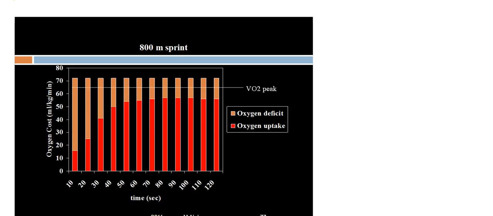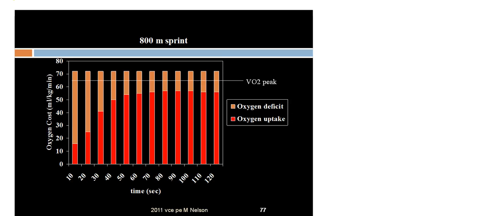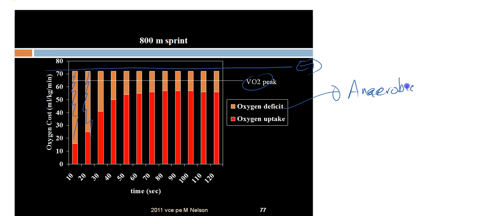Going to an 800 meter sprint, we'll see that we're working not quite as much above our VO2 max. So again, if that was our energy demand, because we're working over a longer period of time, we're not able to maintain intensity. So the amount that we work above VO2 max decreases. Again, oxygen deficit here representing anaerobic energy system contributions.